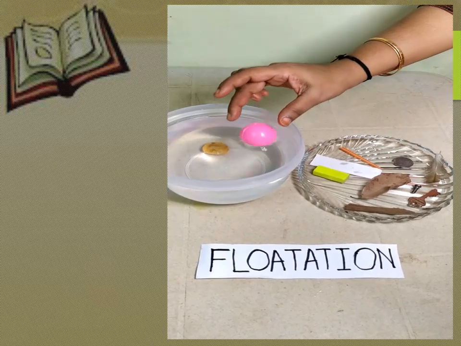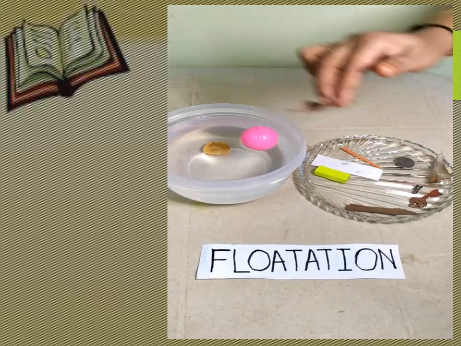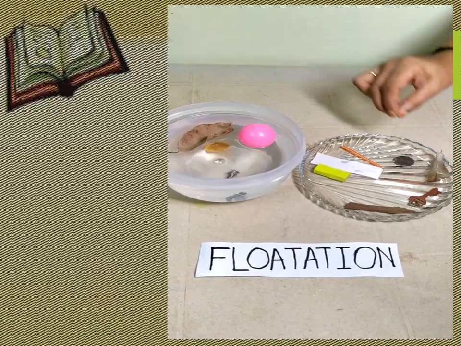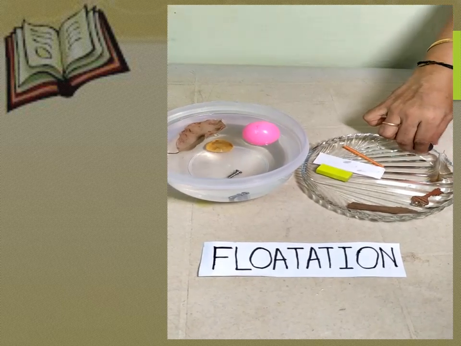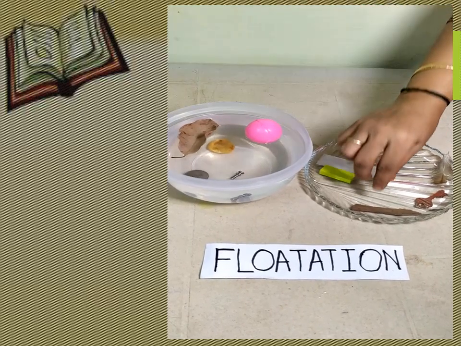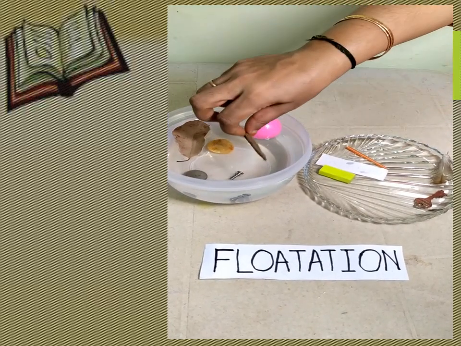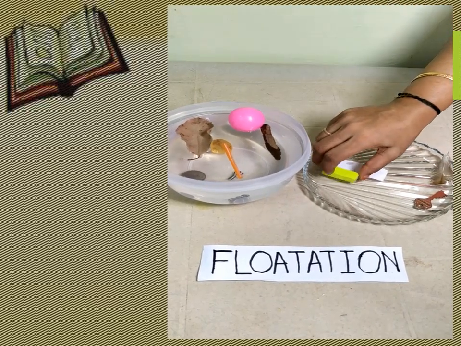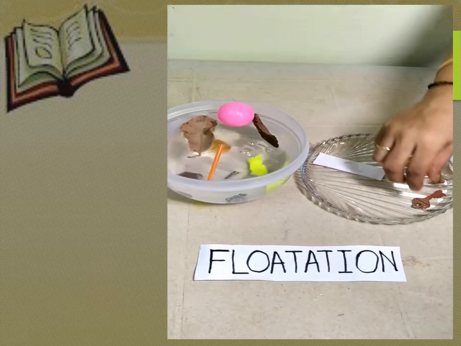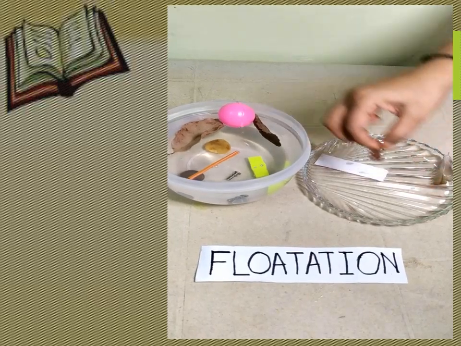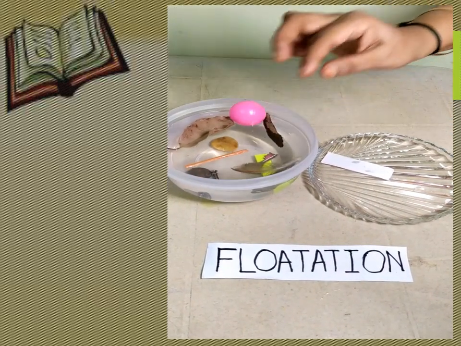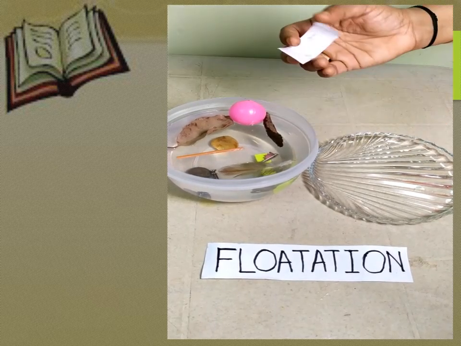In the next one, a plastic ball, a dry leaf, a metal screw, a metal coin, a piece of wood, a piece of straw, an eraser, a metal key, a feather, a piece of paper.